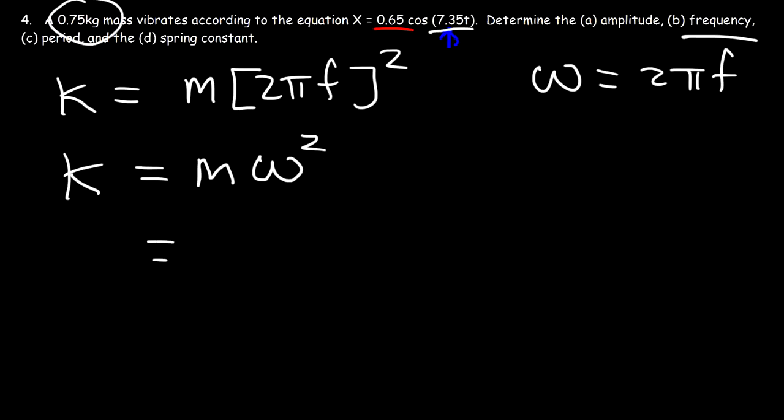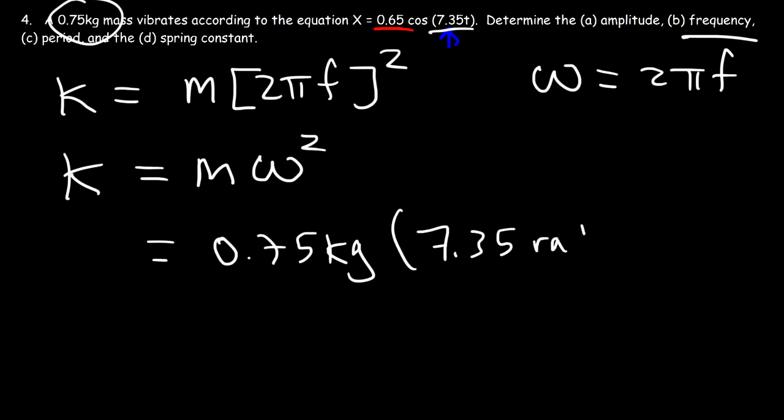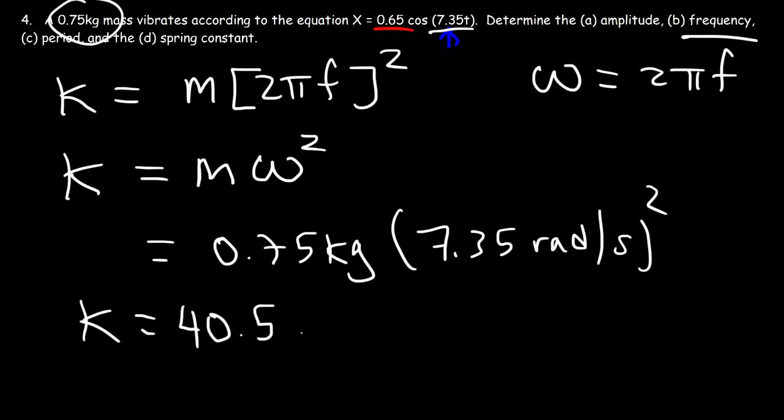So we have a mass of 0.75 kilograms multiplied by 7.35 radians per second squared. And so the spring constant is 40.5 newtons per meter. And so that's the final answer for this problem.